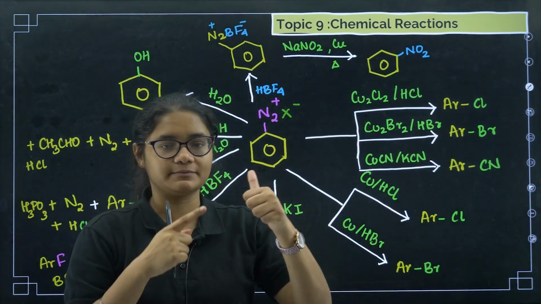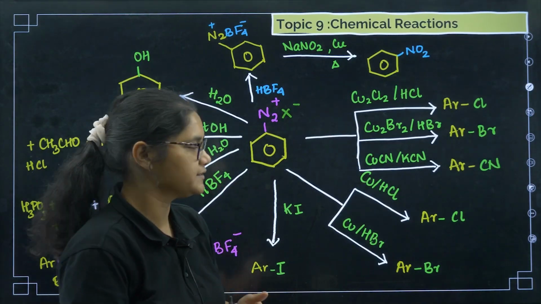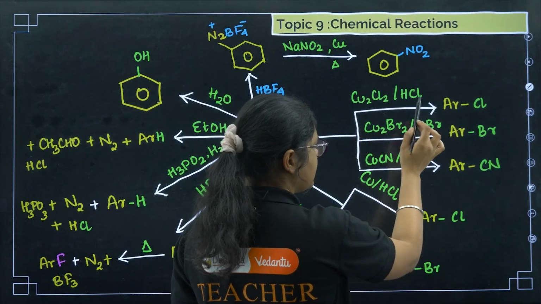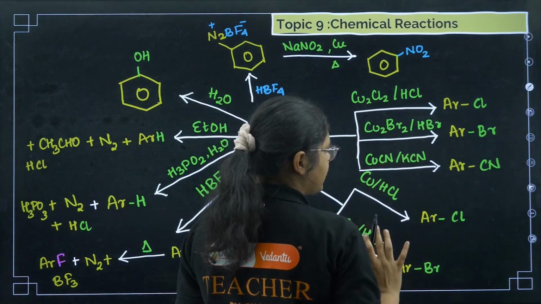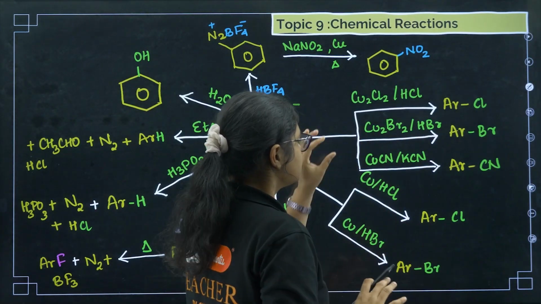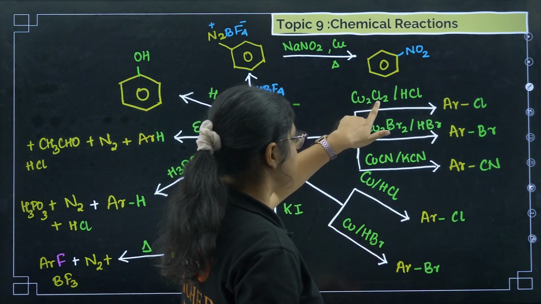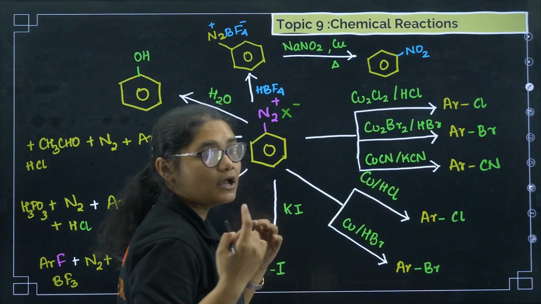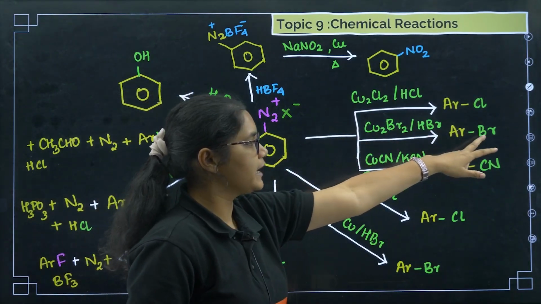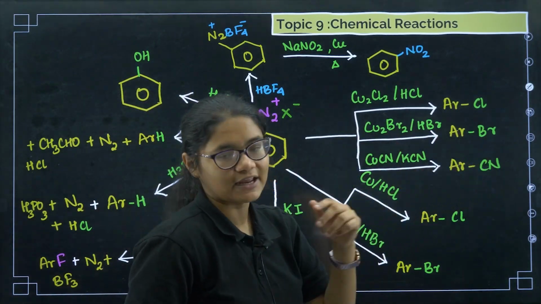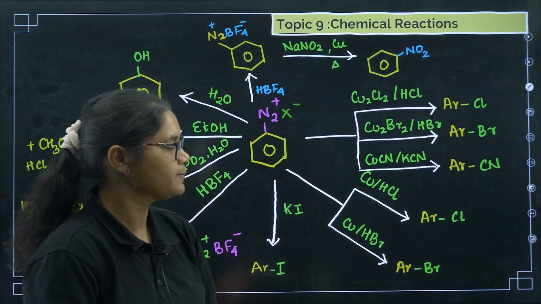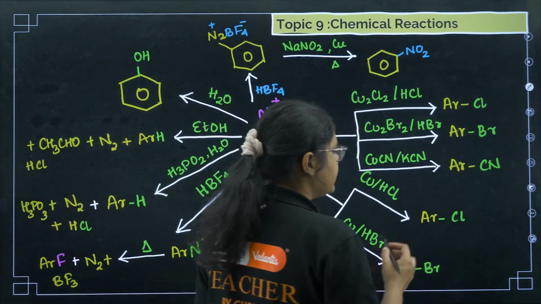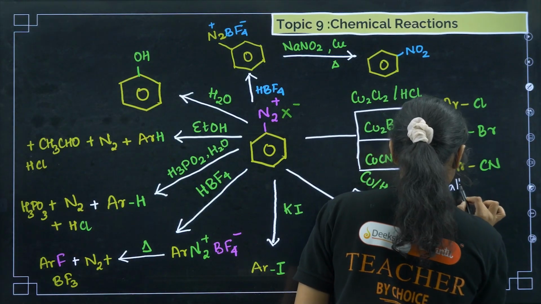First one was replacement with Cl- and CN-. You can see here Cu2Cl2 and HCl, Cu2Br2 and HBr, CuCN and KCN. If you use this, you can replace N2 with Cl. You will get chlorobenzene. Here you will get bromobenzene. Here you will get cyanobenzene, or CN benzene. If you are using copper metal like this, then we call it the Gattermann reaction.